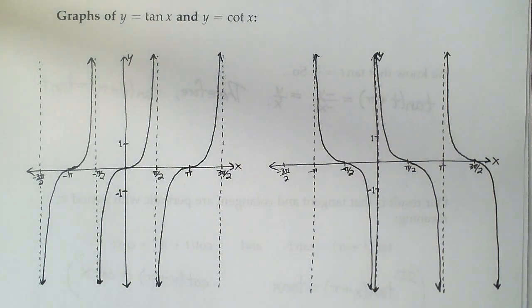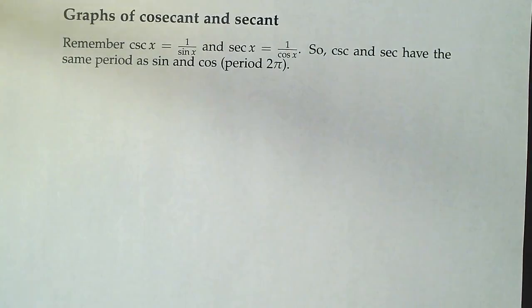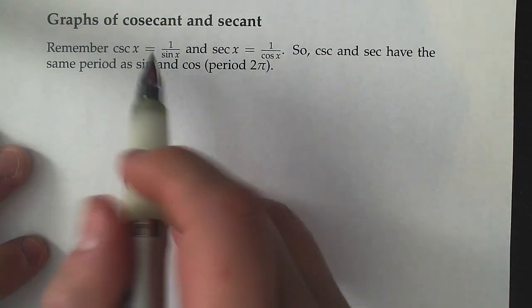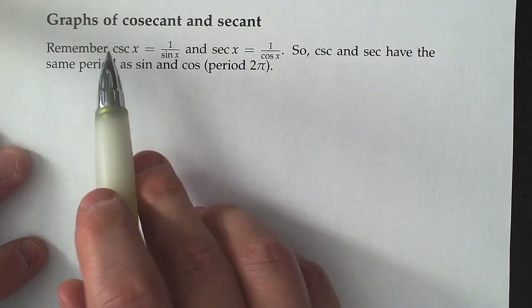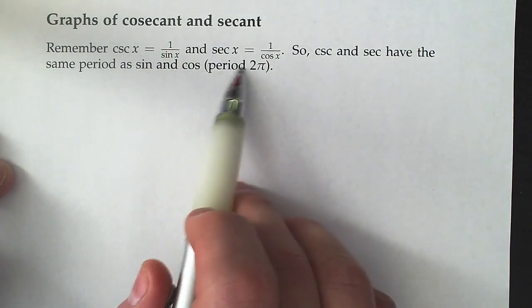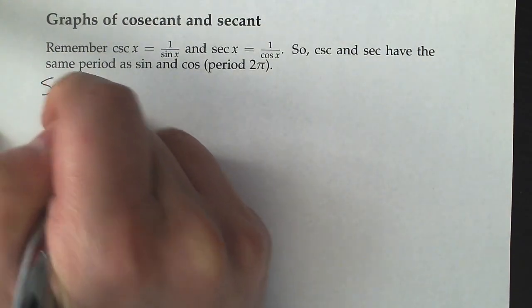So let's get to the next page here. All right, so we'll also do, I guess, secant and cosecant together. I have some notes to put here. These two things, we called these reciprocal relationships, and we can use those to help us figure out the graphs. I'm telling you here in a note that they do have the same period as sine and cosine. Let's find some values.